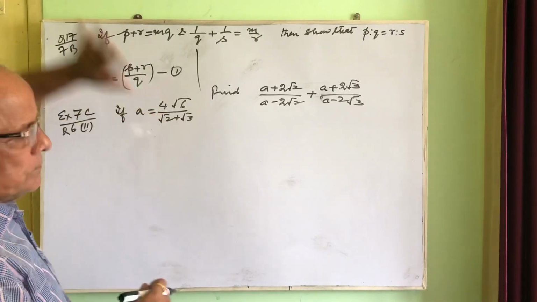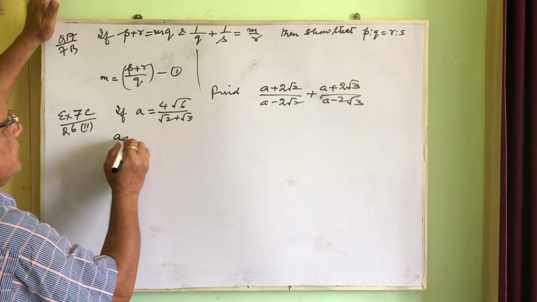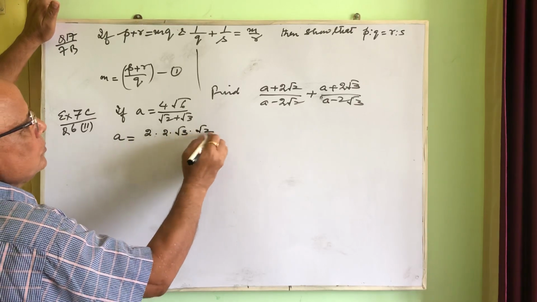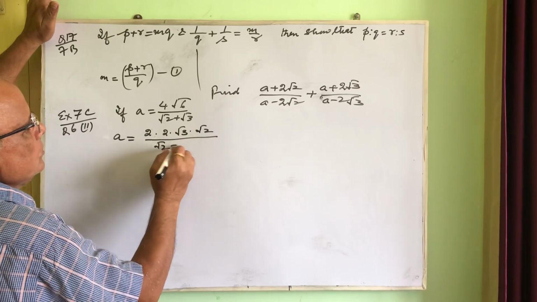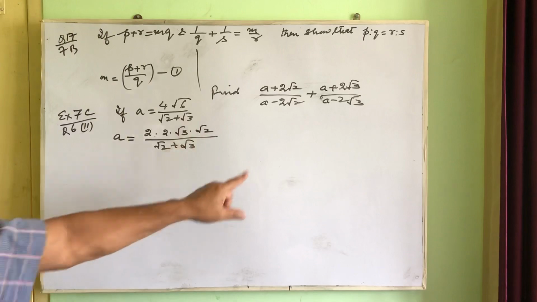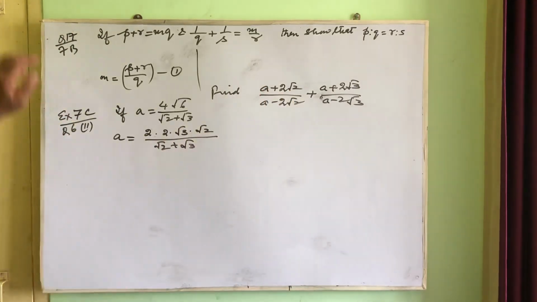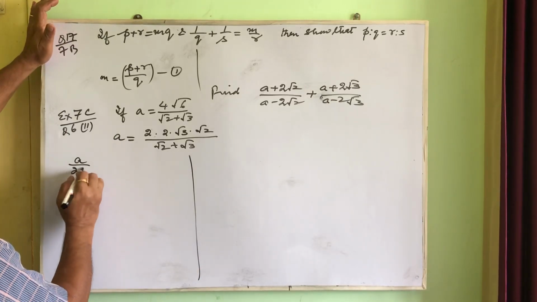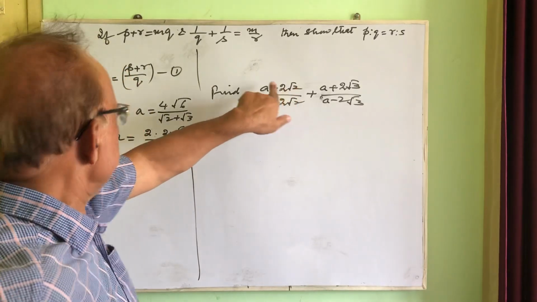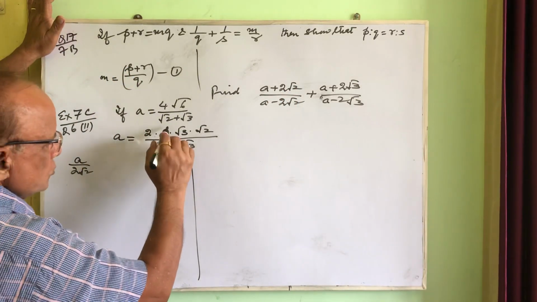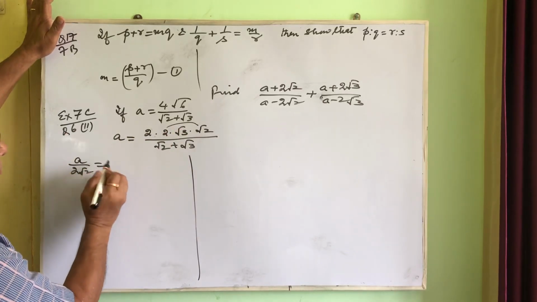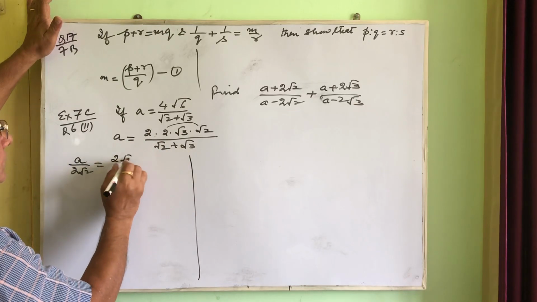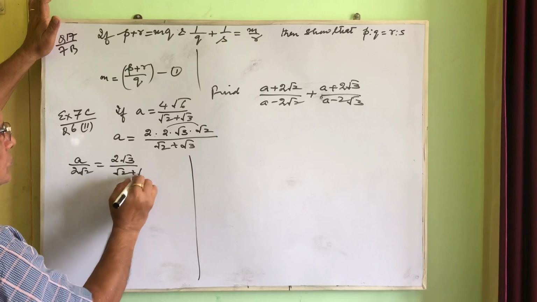Here, this is given. Now, we can break a as 2 into 2 into root 3 into root 2 by root 2 plus root 3. Now, in the first part, you want 2 root 2 with a. Now, divide this question in 2 parts. a by 2 root 2, because we want 2 root 2 with a. I have taken a by 2 root 2 is equal to, what is left? 2 root 3 will be left by root 2 plus root 3.